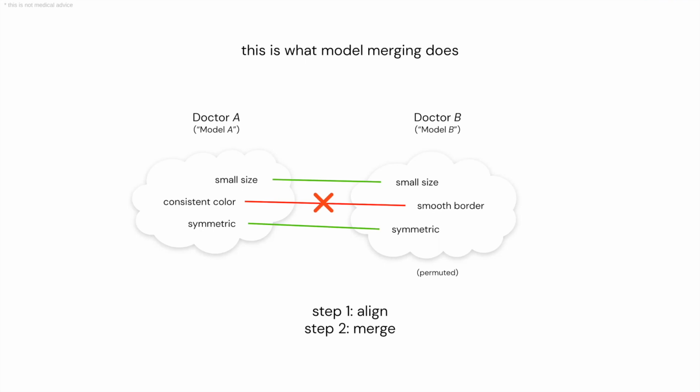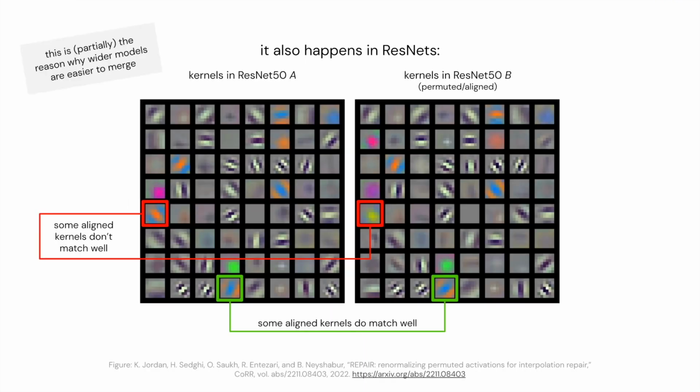If you think these are neural network kernels in a CNN, then small size might represent a small activation that is central and you can merge that, but the other ones would be incompatible. And this is a problem that actually occurs in real ResNets too. For example, this is a figure from the appendix of the REPAIR paper, and these are the activations of two ResNet 50s.